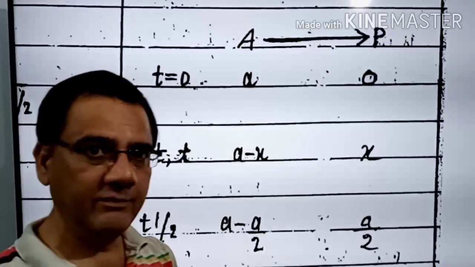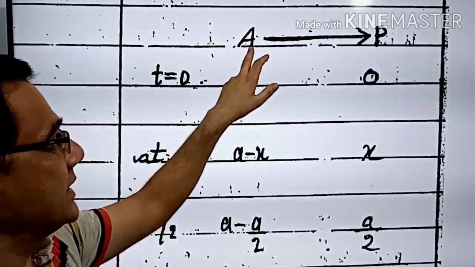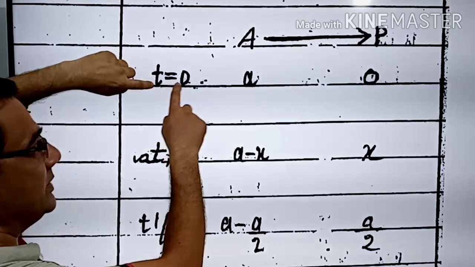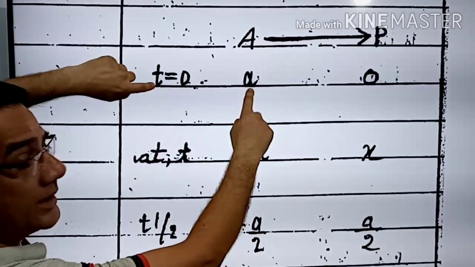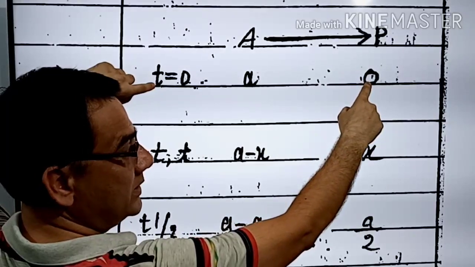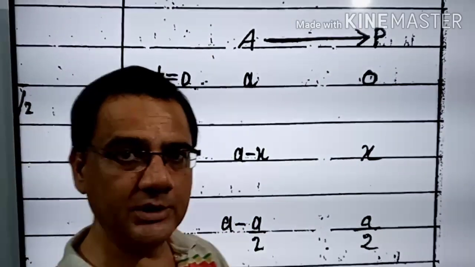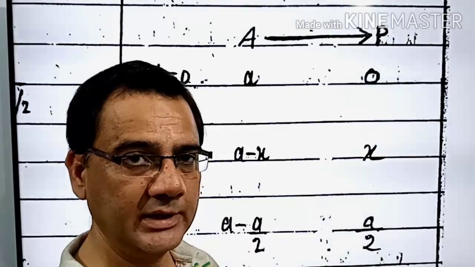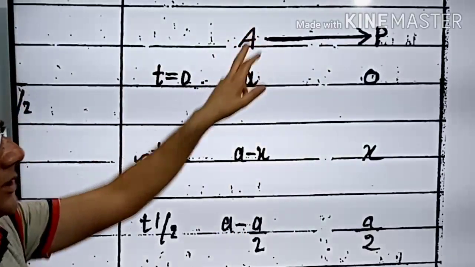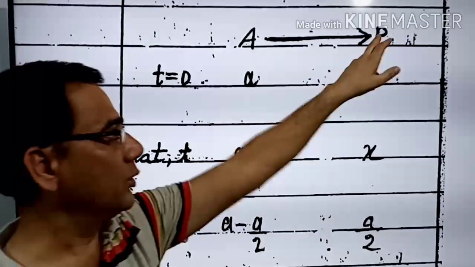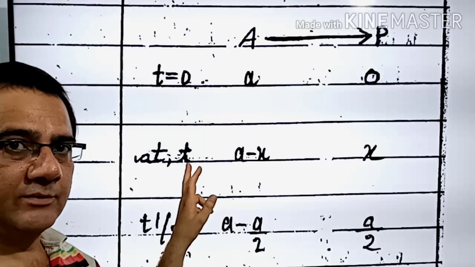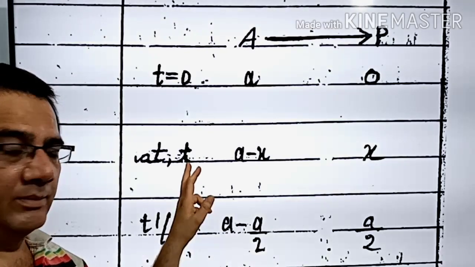In a little simple way, you can try to understand, if the reactant is A and this is the product P, when the time is 0, the initial concentration is taken as small a, and when the time is 0, the product is always taken as 0, because the reaction is not started at all. When the reaction is not started, product cannot be formed. So when the time is 0, the initial concentration of the reactant is small a and the product is 0. Now at time t means after 10 minutes, after 5 minutes, after 30 minutes, whatever.